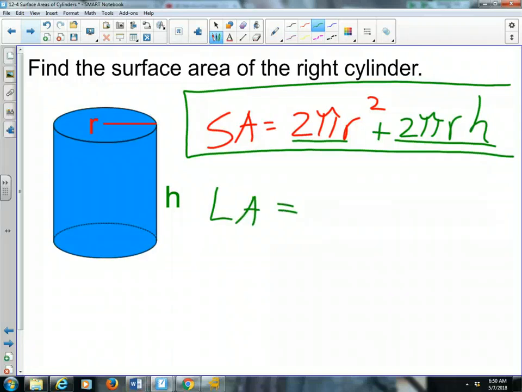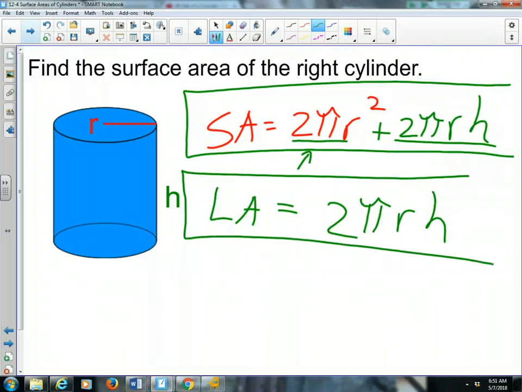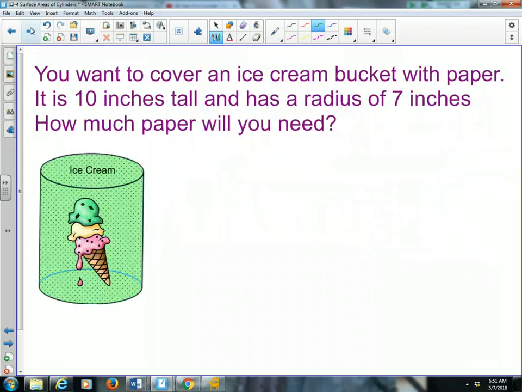It's the same as the formula for the surface area, except it's not the two bases. So we aren't going to add this 2 pi r squared. So the lateral area is just the area around the outside without the two bases, just the 2 pi r h. And that is our lateral area. Okay? All right, let's solve a few problems now.